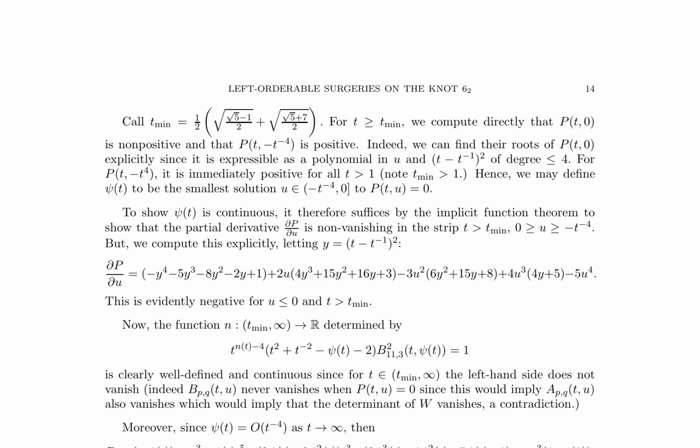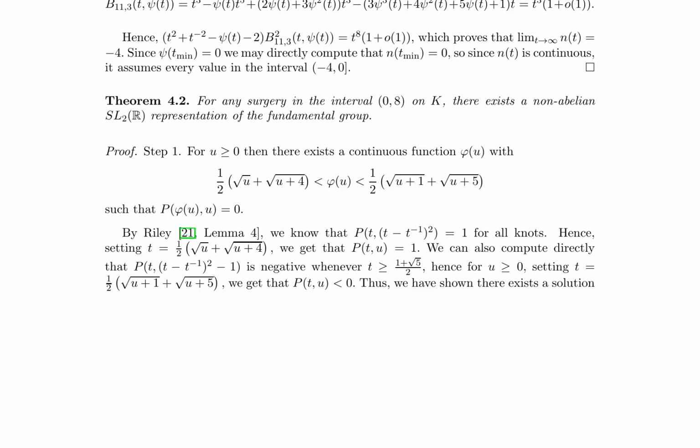The authors compute the roots of P(t, 0) and P(t, t4) explicitly and show that ψ(t) is continuous using the implicit function theorem. They also compute the partial derivative ∂P/∂u, which is negative for u less than or equal to 0 and t greater than t_min. The authors then define a function n: [t_min, ∞) → R, which is well defined and continuous. They show that the limit of n(t) as t goes to infinity equals 4 and that n(t) assumes every value in the interval (4, 0).